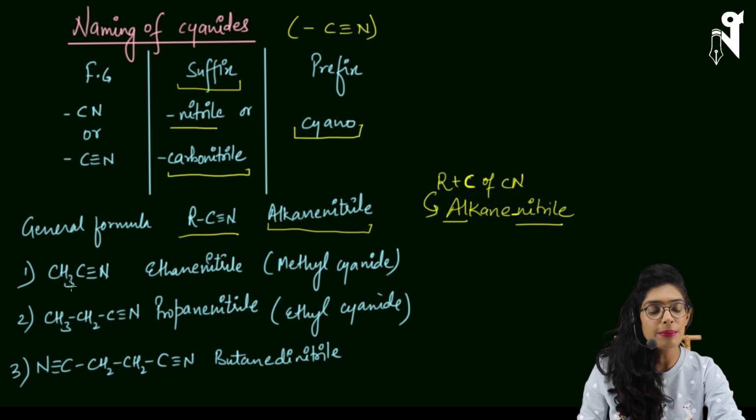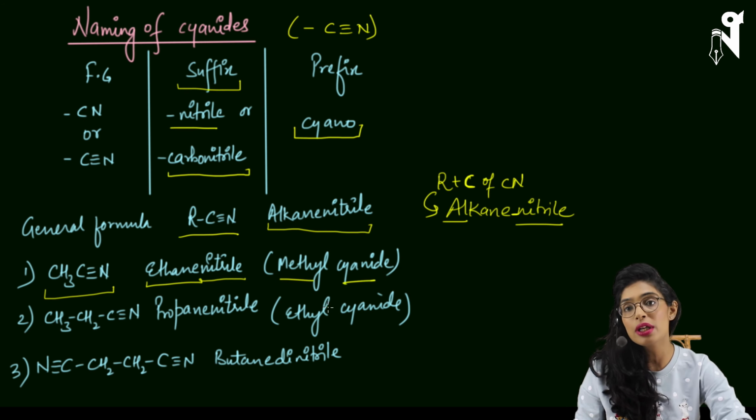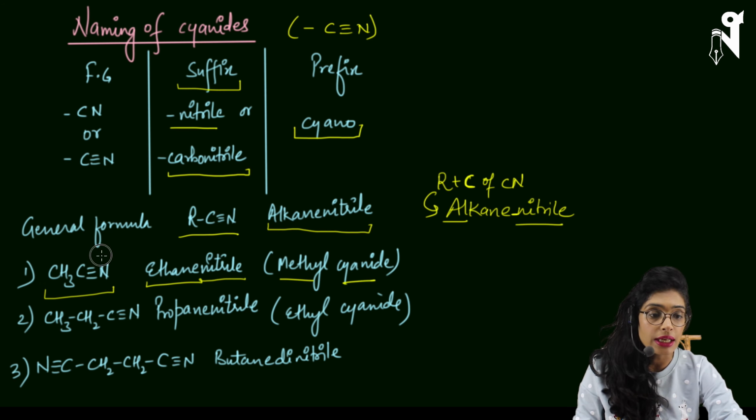For example, the first compound I have taken is CH3C triple bond N. So the total number of carbons is 2. The chain name is ethane, followed by the suffix nitrile. We can also write it as methyl cyanide. When I'm using the term methyl cyanide, look at it very carefully: I'm not counting both the carbons. In fact, the CN is being represented by the term cyanide, and we are taking the CH3 as methyl.